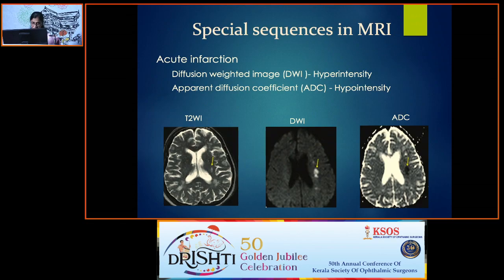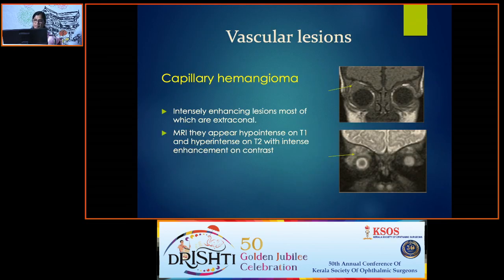To diagnose acute infarct, we have to do these sequences. In the first picture, it is a T2 weighted image, where you can see a hyperintense lesion. In the diffusion weighted image, again it is hyperintense, and in the apparent diffusion coefficient image, it shows hyperintense. So we can diagnose acute infarct using these sequences.